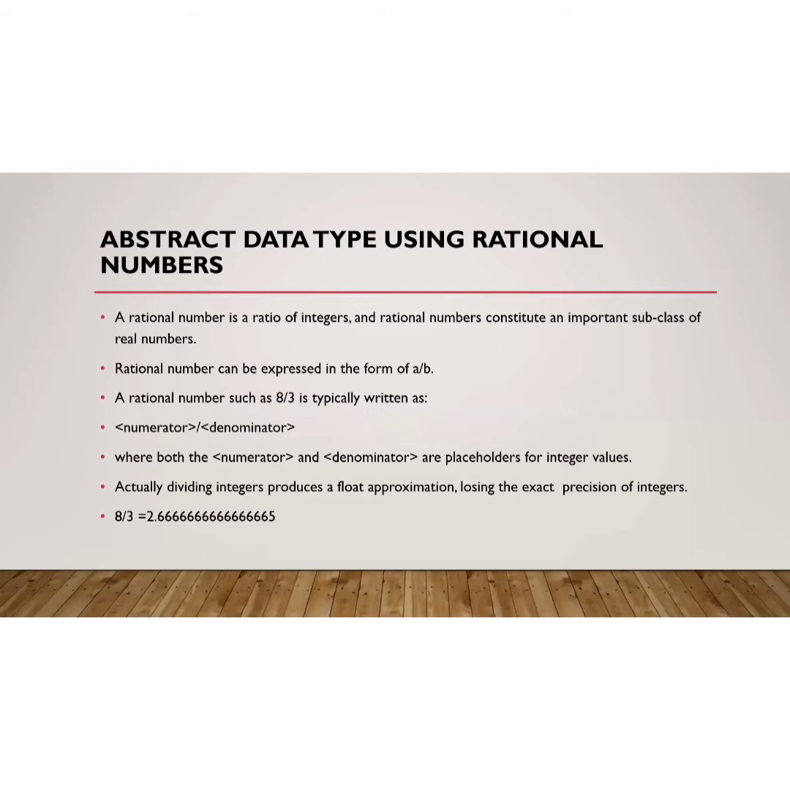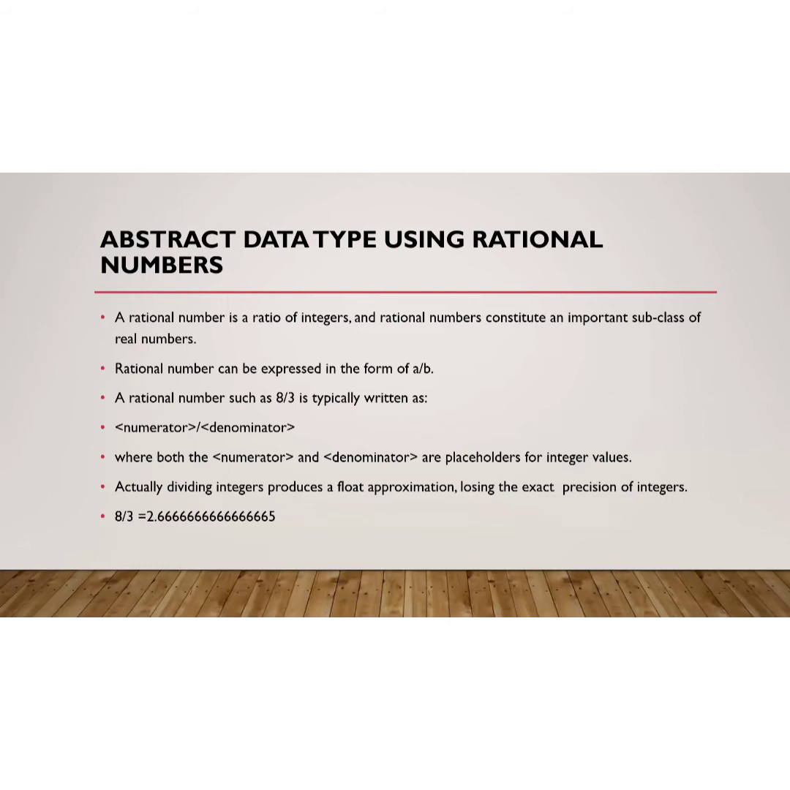The numbers that can be written as a ratio of integers are called what? Rational numbers. Integer means whole numbers. The ratio of two numbers is called rational numbers, and it is an important subclass of real numbers. What are real numbers? Real numbers include natural numbers, rational numbers, and irrational numbers.